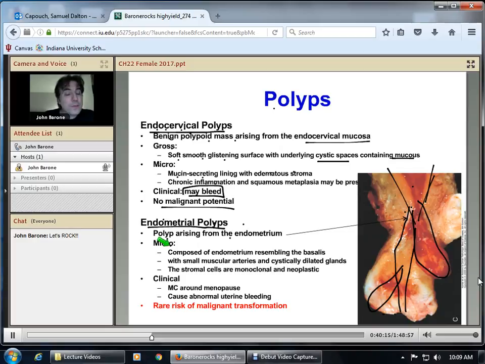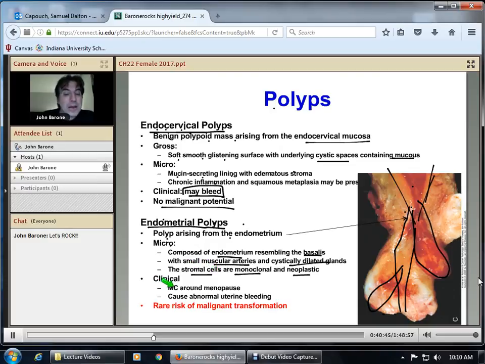Now, under the microscope, if they're benign, they're going to be composed of endometrium, which looks like the basalis, the basal layer endometrium. They tend to have small muscular arteries, so they can definitely bleed, and you'll see some dilated glands. Now, the stromal cells are going to be monoclonal and neoplastic. So really, this is a benign proliferative lesion of the stroma. It's really a stromal polyp. That's what they really are.